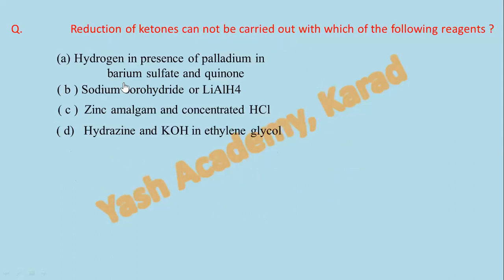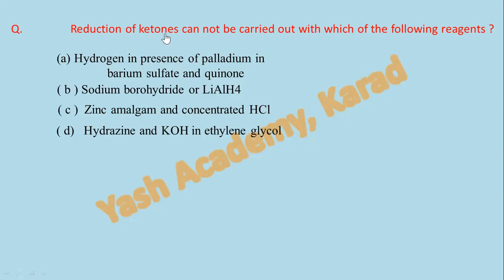Next, very interesting question. Reduction of ketones cannot be carried out with which of the following reagents? It's a very interesting question. Options are given to you. Hydrogen in presence of palladium on barium sulfate and quinoline, sodium borohydride or lithium aluminum hydride, zinc amalgam and concentrated HCl, hydrazine and KOH in ethylene glycol. So you have to find out the correct option from these. What is the statement?